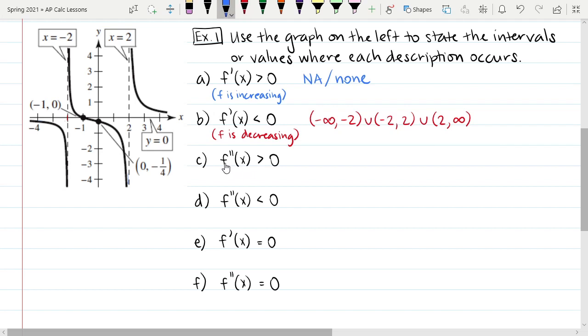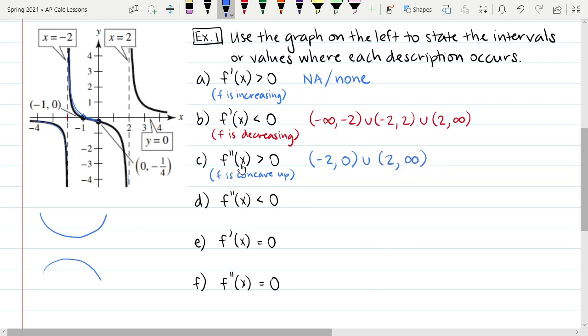All right, f double prime of x is greater than 0. In other words, f double prime is positive, and that would mean that f is concave up. So we need to look for something that's part of a bowl shape. Well, this first interval is definitely concave down. That's more like the top of an umbrella. From negative 2 to 0, though, the function f is concave up. From 0 to 2, that's back to concave down. But then from 2 to infinity, we're back to concave up.